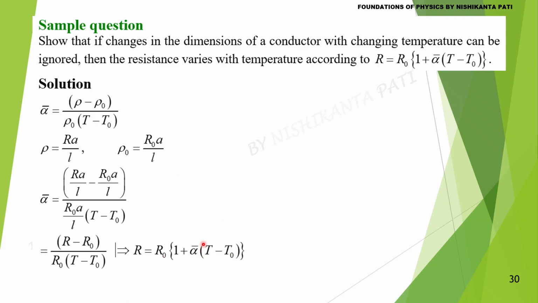So this alpha bar is the temperature coefficient of resistance and that alpha bar is the temperature coefficient of resistivity. Both are the same under the assumption that, with temperature changing, the geometric dimension doesn't change.